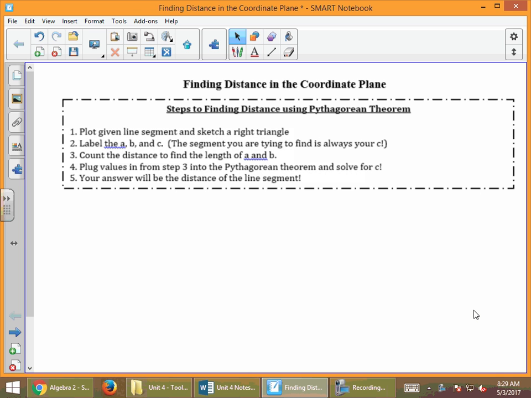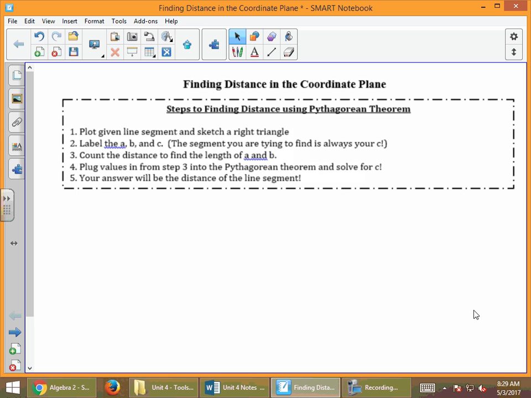In this unit, we're going to talk a lot about how to apply geometry concepts in the coordinate plane. And in this lesson, which is a really important lesson for this unit, we're going to talk about how to find distance in the coordinate plane.